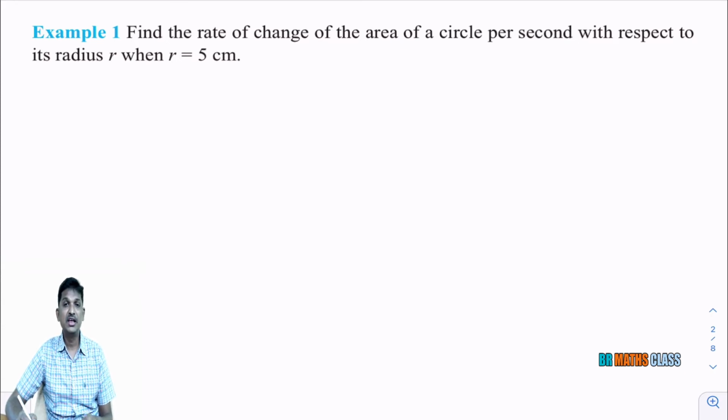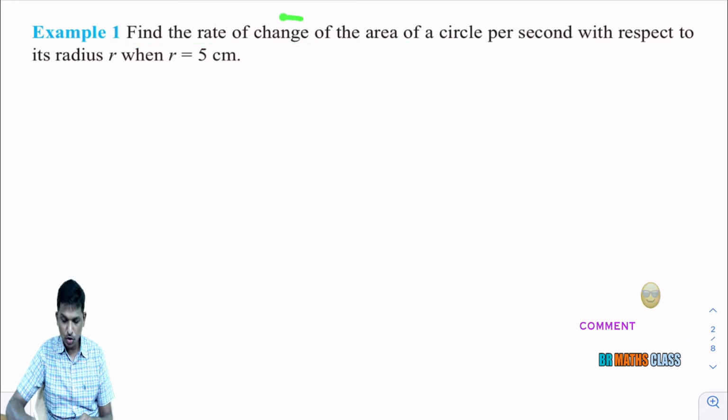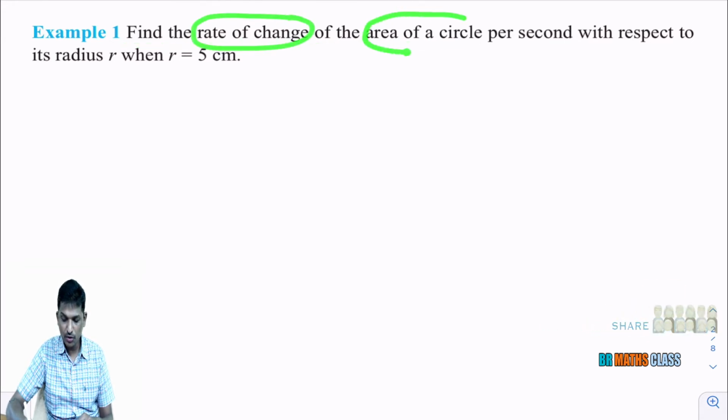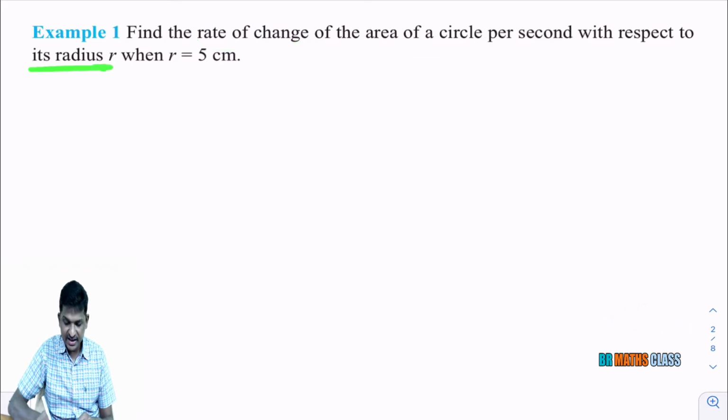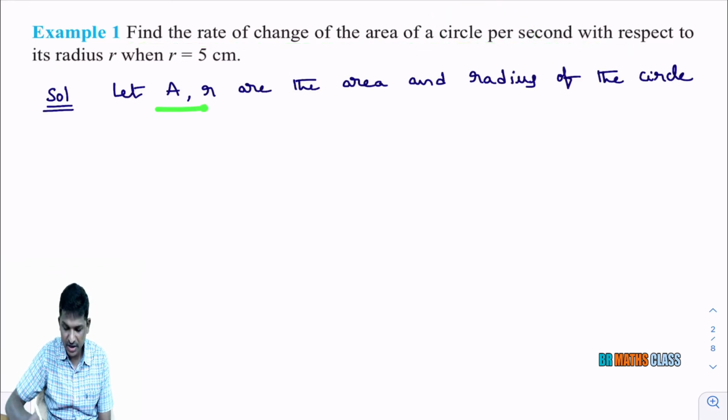First I'll identify which diagram the problem is related to. Next I'll write what the given information is and what is to be calculated. Observe this question, what they are asking: find the rate of change of area of the circle with respect to radius. After reading all this, I identified that this problem is related to a circle.